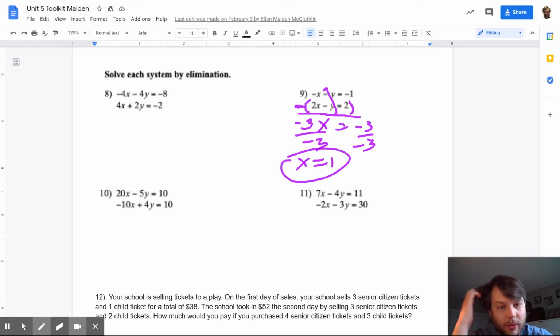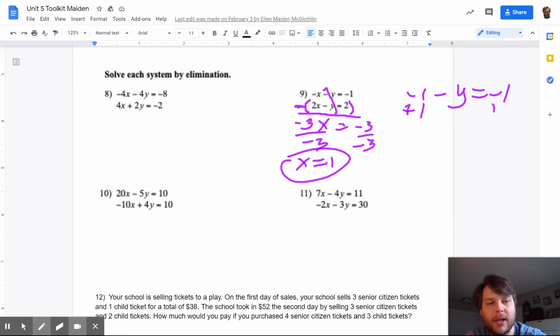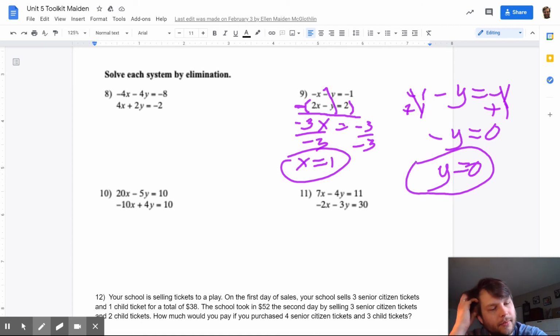You still need to figure out what the y value is, so I'm going to substitute x equals 1 into the top equation. Negative x minus y equals negative 1. I want to get y by itself, so I can go plus 1 to both sides. And that means that negative y equals 0, which means that y is equal to 0. You can divide by negative 1. You can check that that makes sense for both equations.